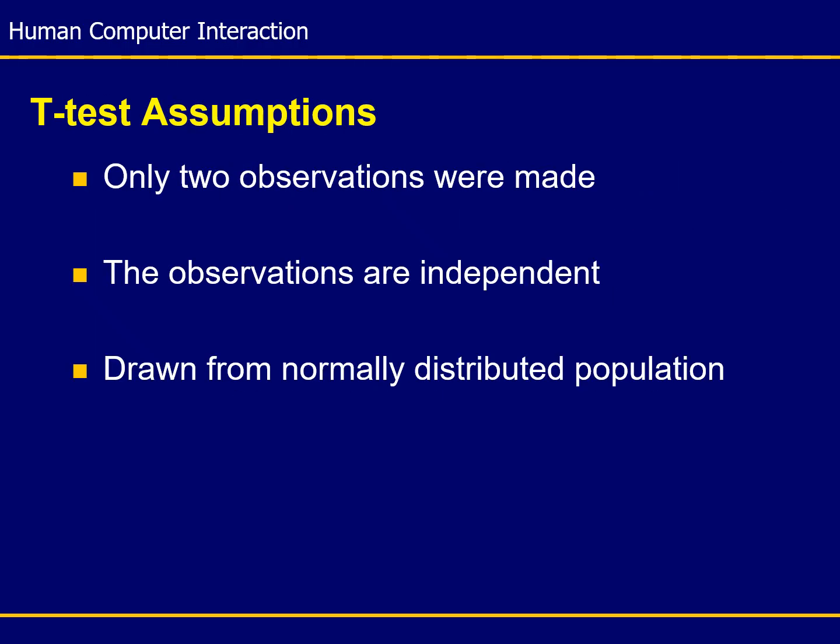As I mentioned, the t-test assumptions are that only two observations were made. I mean by that there are two independent levels, and that the observations are independent and drawn from a normally distributed population. We've already discussed this condition of normality before in lecture 8, and we said that this is very important: the data has to be tested for normality before running the t-test on the data.